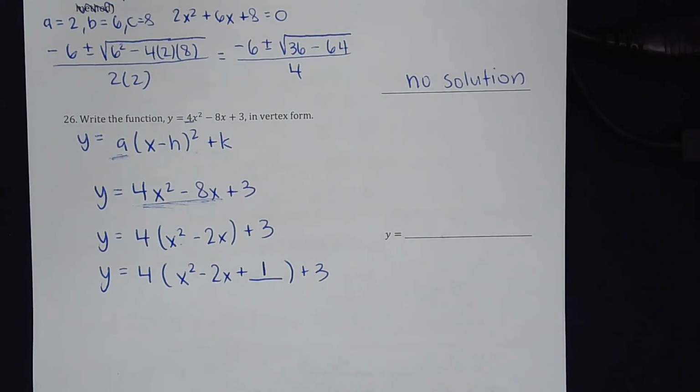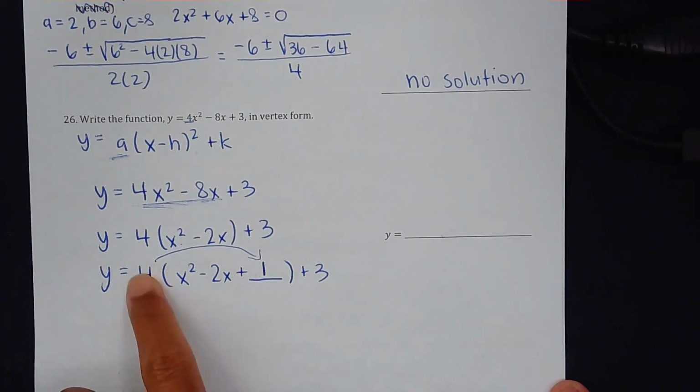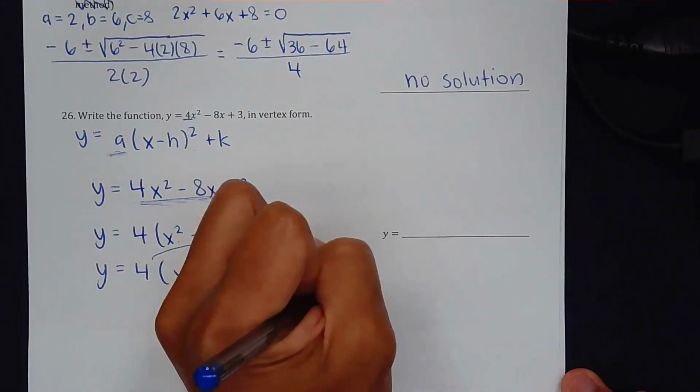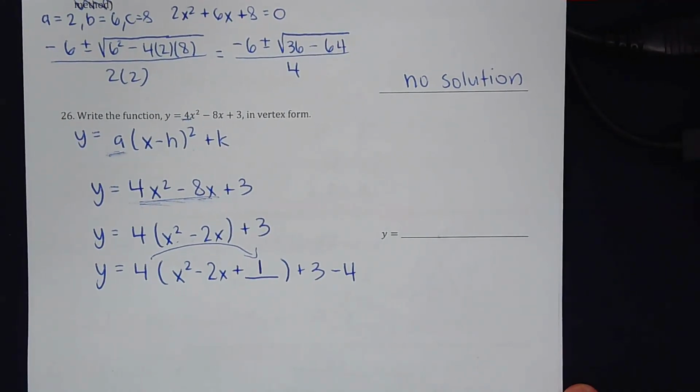All right, so we completed the square, but remember, we can't just magically add a number to this equation. Technically, if we go ahead and distribute this, we distribute that 4 to the 1. Technically, we added 4 to this problem. So we have to go ahead and subtract 4 just to even it out. All right, and then we're almost done.